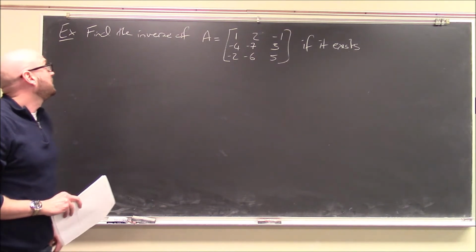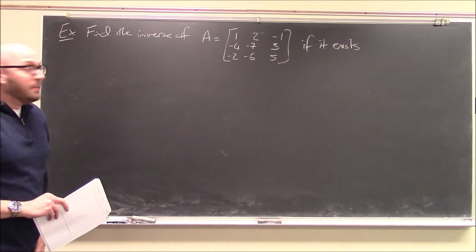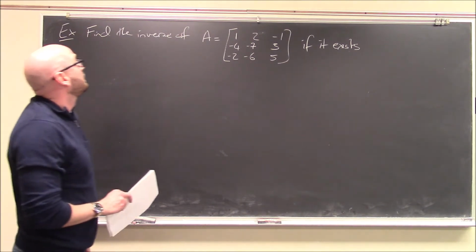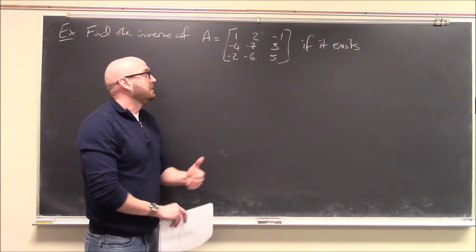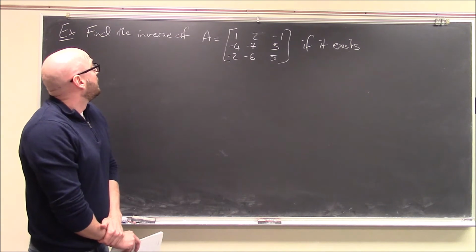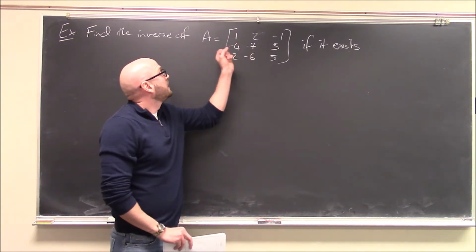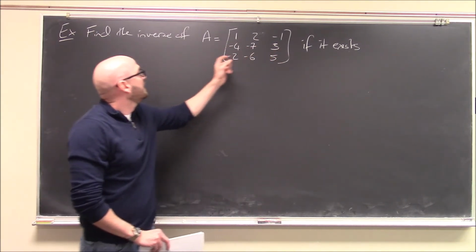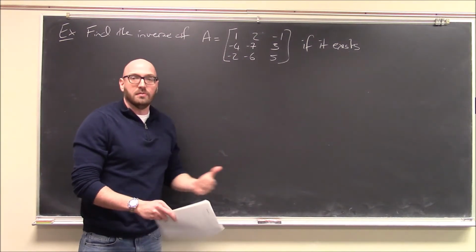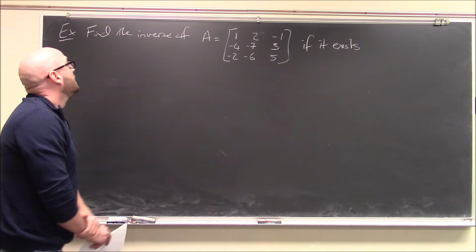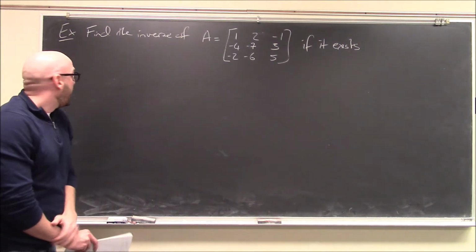Okay, so here's our last example. We're given a 3 by 3 matrix, and we're asked to find the inverse of A, which is this 3 by 3 square matrix. Remember, it has to be square to even have an inverse. It's a 3 by 3 matrix: 1, 2, minus 1, minus 4, minus 7, 3, minus 2, minus 6, 5. Find the inverse if it exists. Of course, not all matrices have inverses, but we'll take a look at this one, and we'll follow our algorithm.